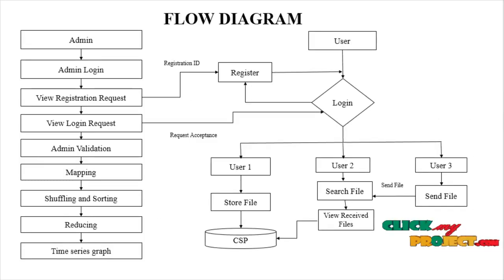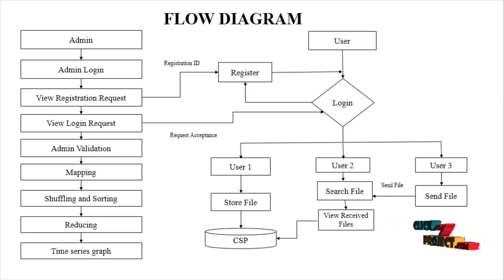This is our flow of the project. There are two actors: one is admin and the other is user. Admin can monitor the whole process, but to start the process, admin should log in here. Admin can view the registration request and the login request, and validate the file details the user receives and sends. Here we use the map and reduce concept, and at last we generate a time series graph.